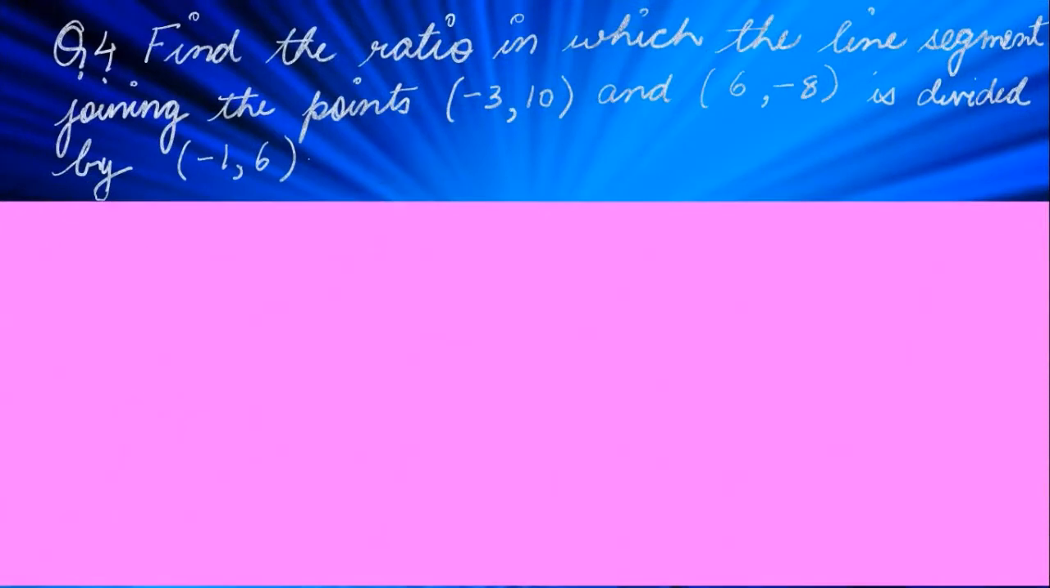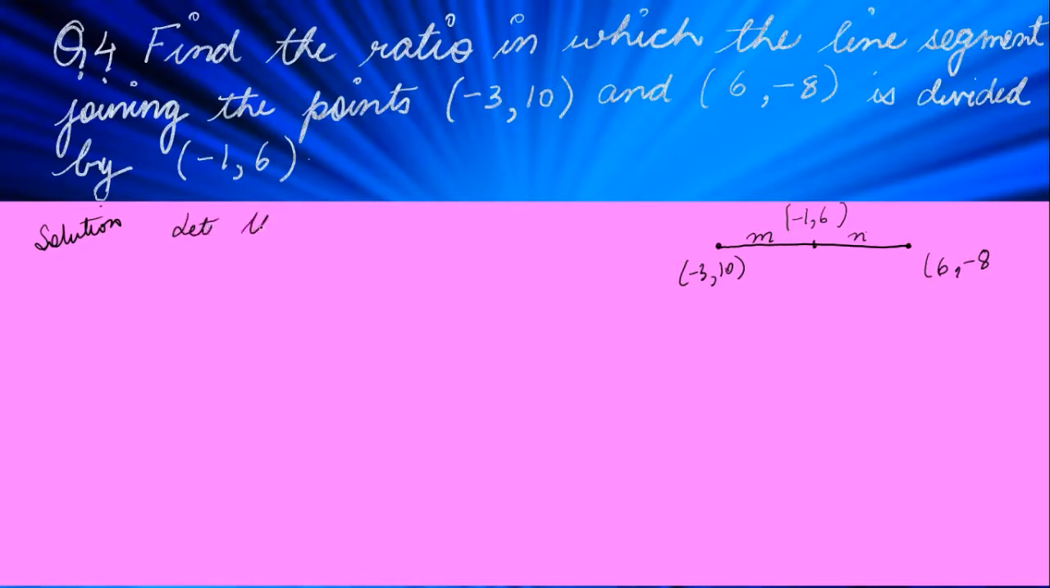Now after this, question number 4: find the ratio in which the line segment joining the points (-3, 10) and (6, -8) is divided by (-1, 6). Two points are given over here, (-3, 10) and (6, -8). This time they have given the coordinates of this point, (-1, 6), and they have not given the ratio. Let the ratio be m and n.